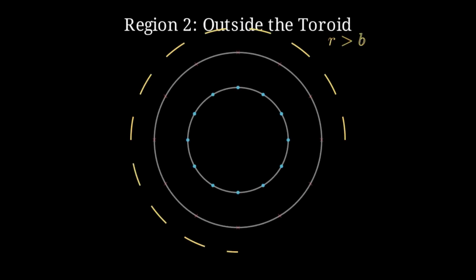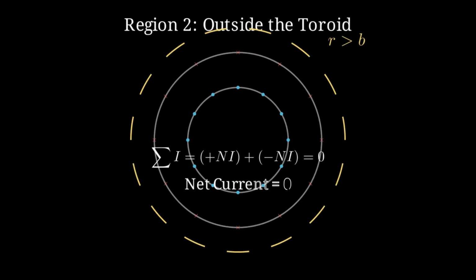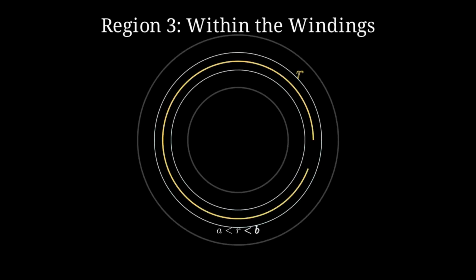Any loop here encloses both the inward and outward currents of equal magnitude. These cancel each other out, resulting in a net enclosed current of 0 and a magnetic field of 0. The magnetic field is only non-zero within the core of the windings.